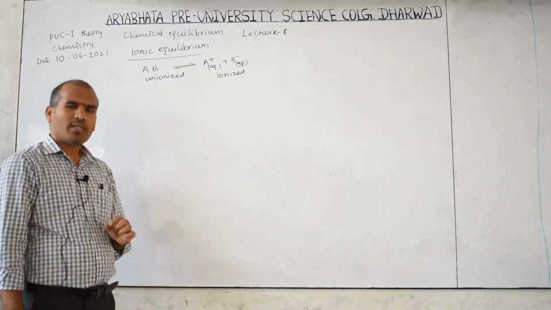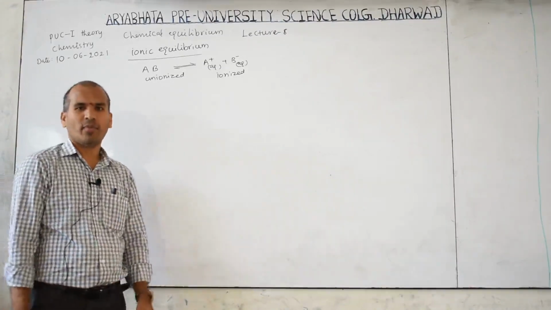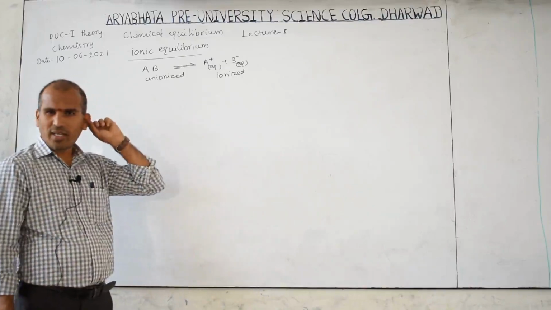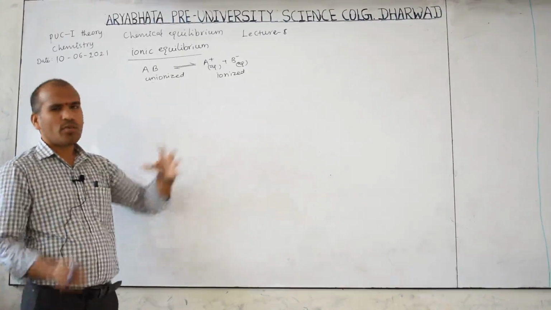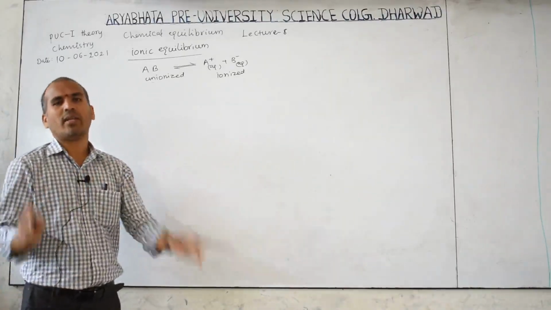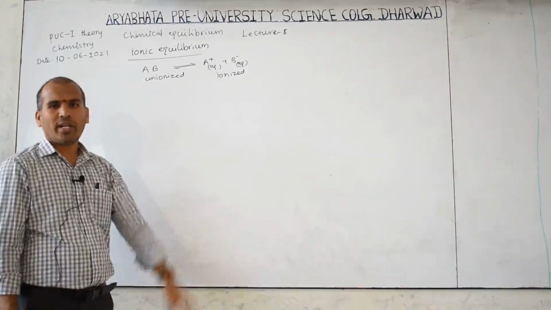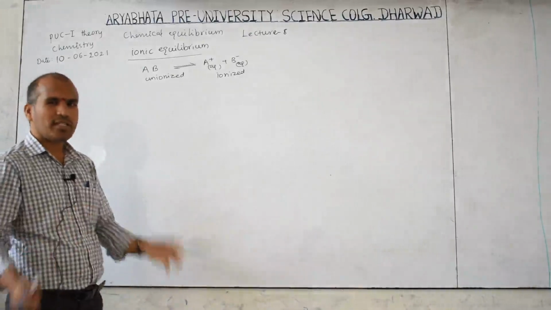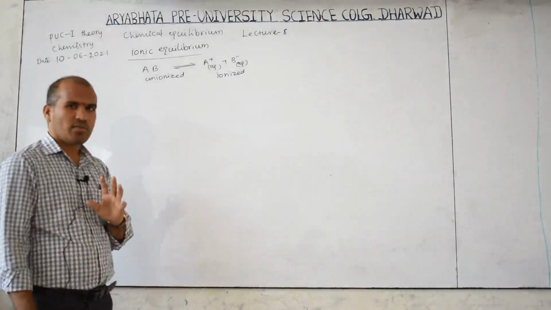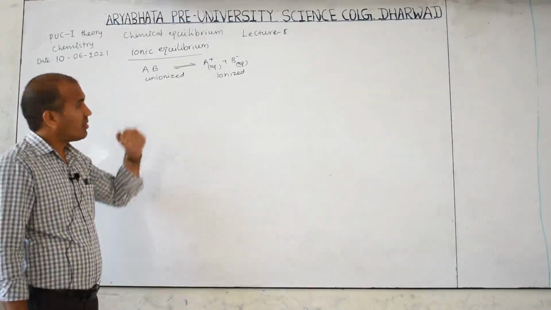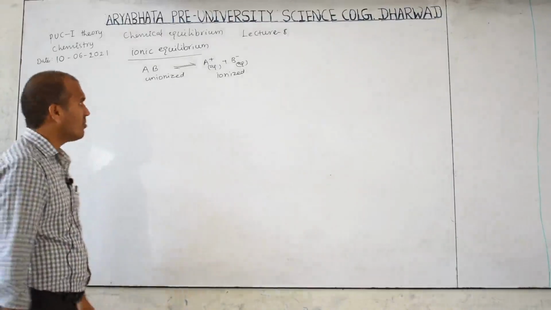Dissociation meaning what is that? Separation of ion from a solid substance. Looks like both are the same, but dissociation and ionization have a small difference. Ionization is from a neutral molecule we are separating into ions, but dissociation is from a solid substance we are separating the ions. So both look like the same. That's why frequently we use dissociation also, ionization also. There is no separation we are taking into account in the calculation, but actually these have some difference.